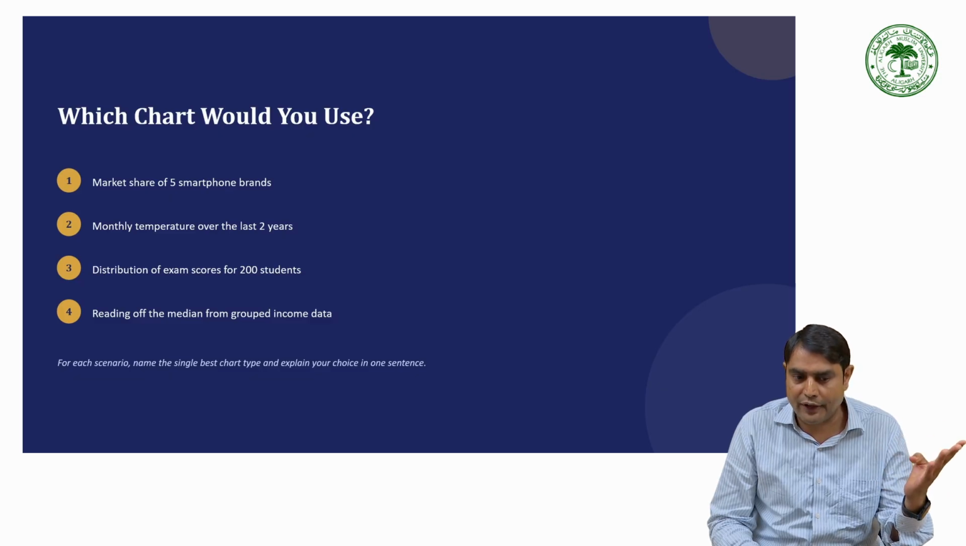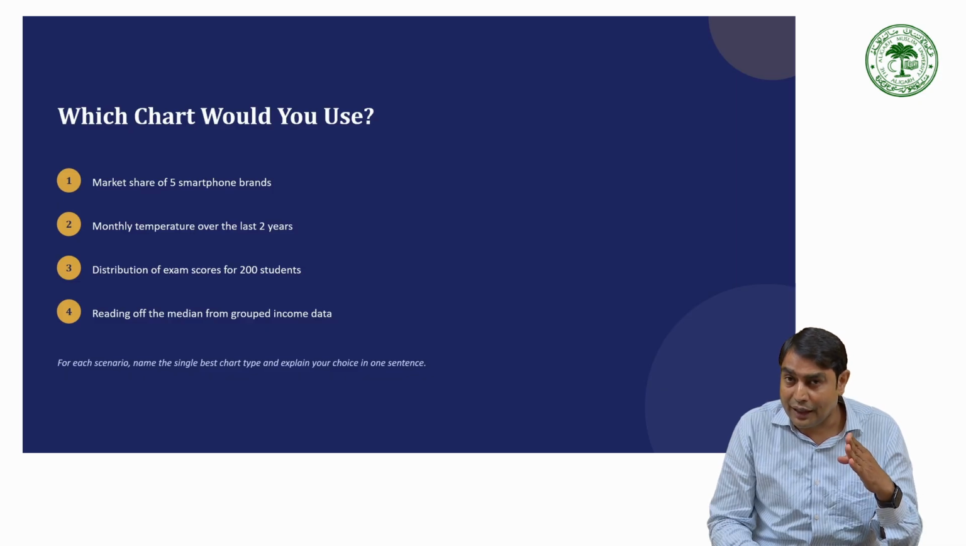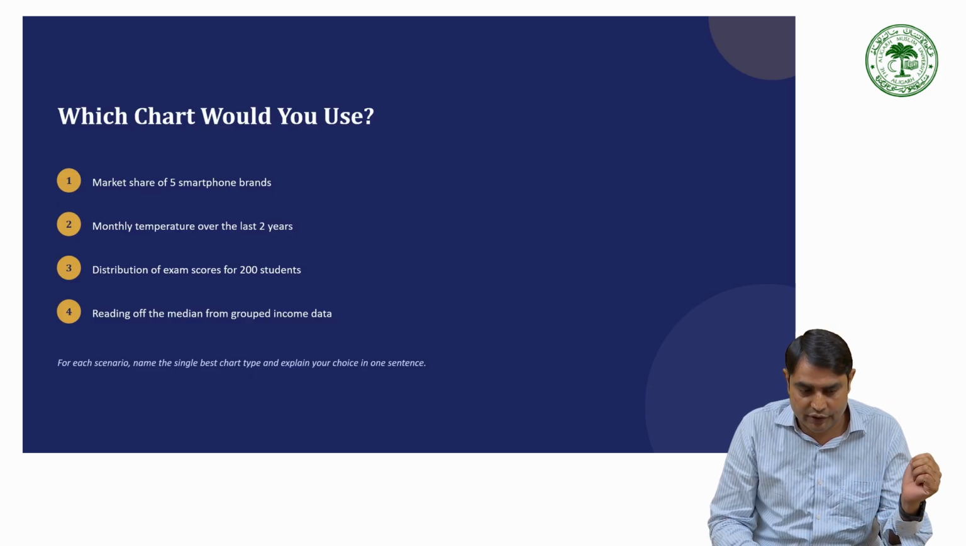Market share of 5 smartphone brands. Which chart is good? Monthly temperature over the last 2 years. Distribution of exam scores for 200 students. Reading of the median from the grouped income data. Think and then answer which chart is suitable for which type of problem. So you have to try it yourself.